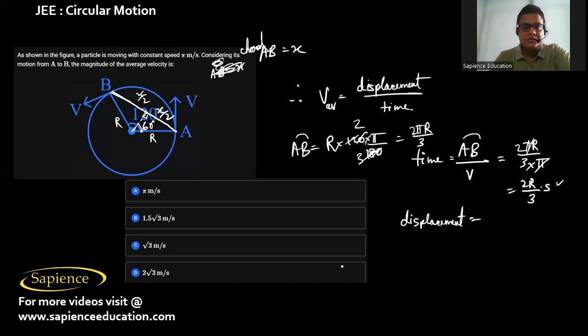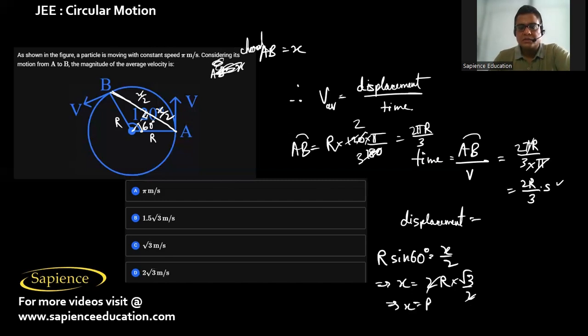So therefore you can say that r sin 60 will be equal to x by 2. Therefore x will be equal to 2r sin 60, 2r into root 3 by 2. So x will be equal to r root 3. Therefore the displacement, that is same as the length of the chord AB, chord AB length, that is r root 3.